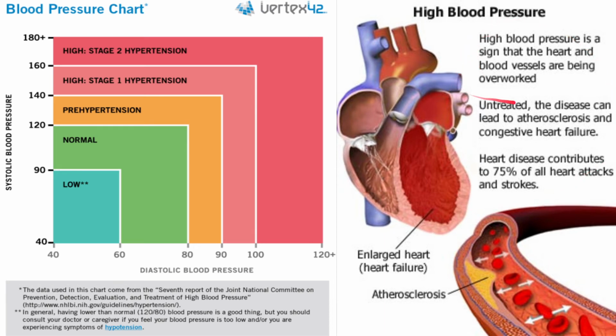So high blood pressure is a sign that the heart and the blood vessels are being overworked. It could be for a couple of different reasons. One is you might just have more blood than a healthy person. So the more blood or the higher blood volume you have, the harder your heart has to work, the greater the pressure through the blood vessels.